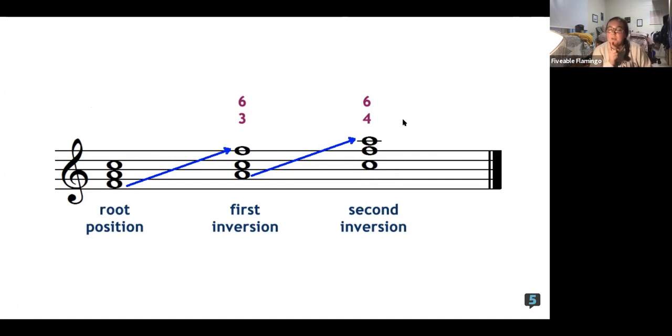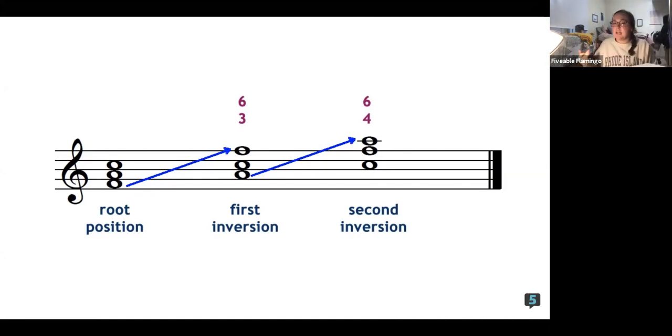So when we do these, we want to write them. See how it says a 6, 3, and then a 6, 4 above it? That's how you would notate it. So if this is an F major triad in root position, F, A, C, that would just be notated with the Roman numeral 1.